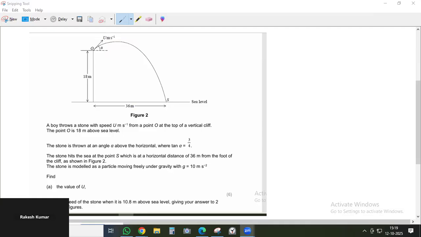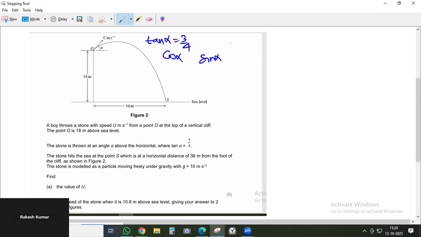Whatever data the question gives, put it on the paper in front of you, because it's already too complicated. So you write here what is missing. I don't know why they didn't write tan alpha is equal to 3 by 4. Now, if tan alpha is 3 by 4, I can get cos alpha and sin alpha. So how do you get that?